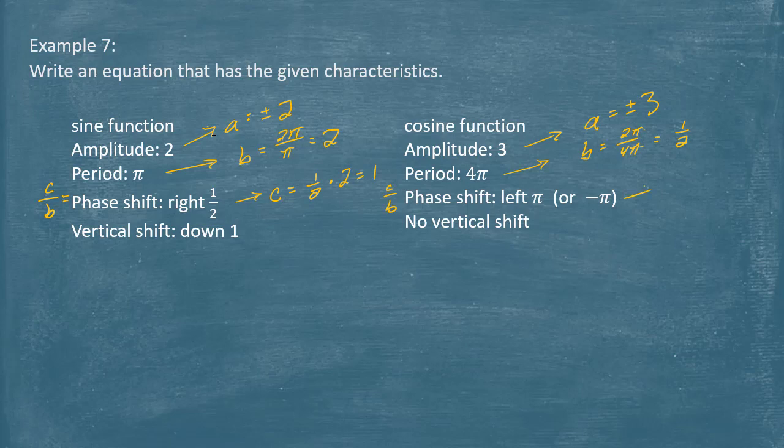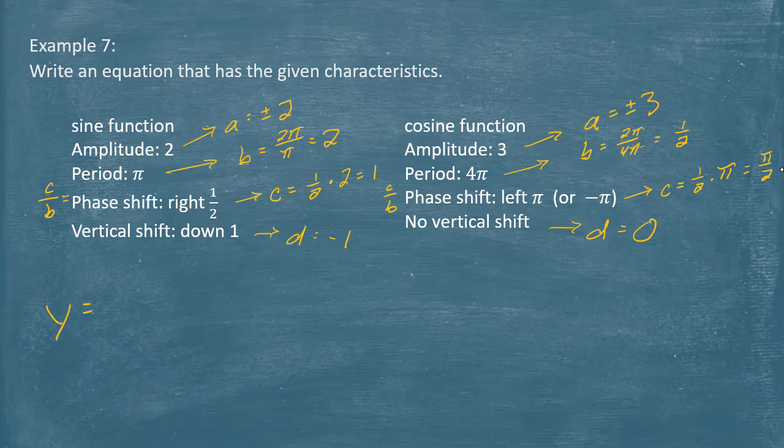If I do the same thing with this one, the C value should equal the B value, which was 1/2, multiplied by the number I'm phase shifting, in this case pi, so the C value for this one is pi halves. And then the vertical shift down 1 should help me identify the D value. So down 1 means that D must be -1. If there was no vertical shift, that just means there would be a 0 in that spot, so I don't have to worry about putting a +0 at the end.